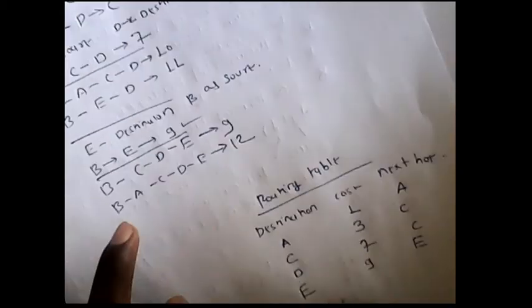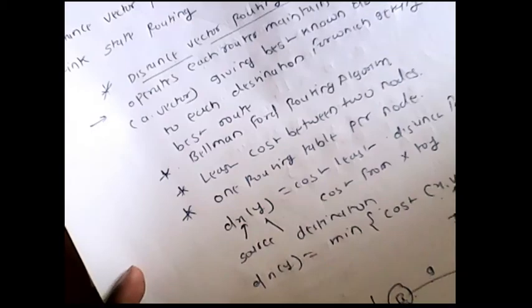So this is about the distance vector routing algorithm. Now next we will discuss the link state routing algorithm. This is another routing algorithm which is used as an adaptive routing algorithm or dynamic routing algorithm.